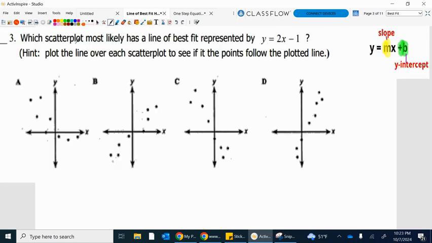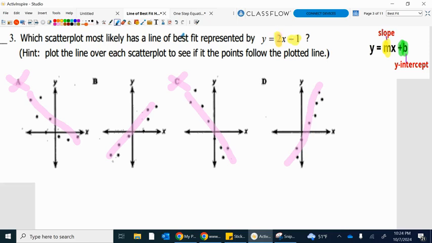Okay, which scatter plot most likely has a line of best fit represented by y equals 2x minus 1? We're going to check out our slope, which is positive, so we only want graphs that show an increasing line. Decreasing, not our answer. Increasing, maybe. Decreasing, not our answer. Increasing. Now we want to look at the y-intercept, which is negative 1.